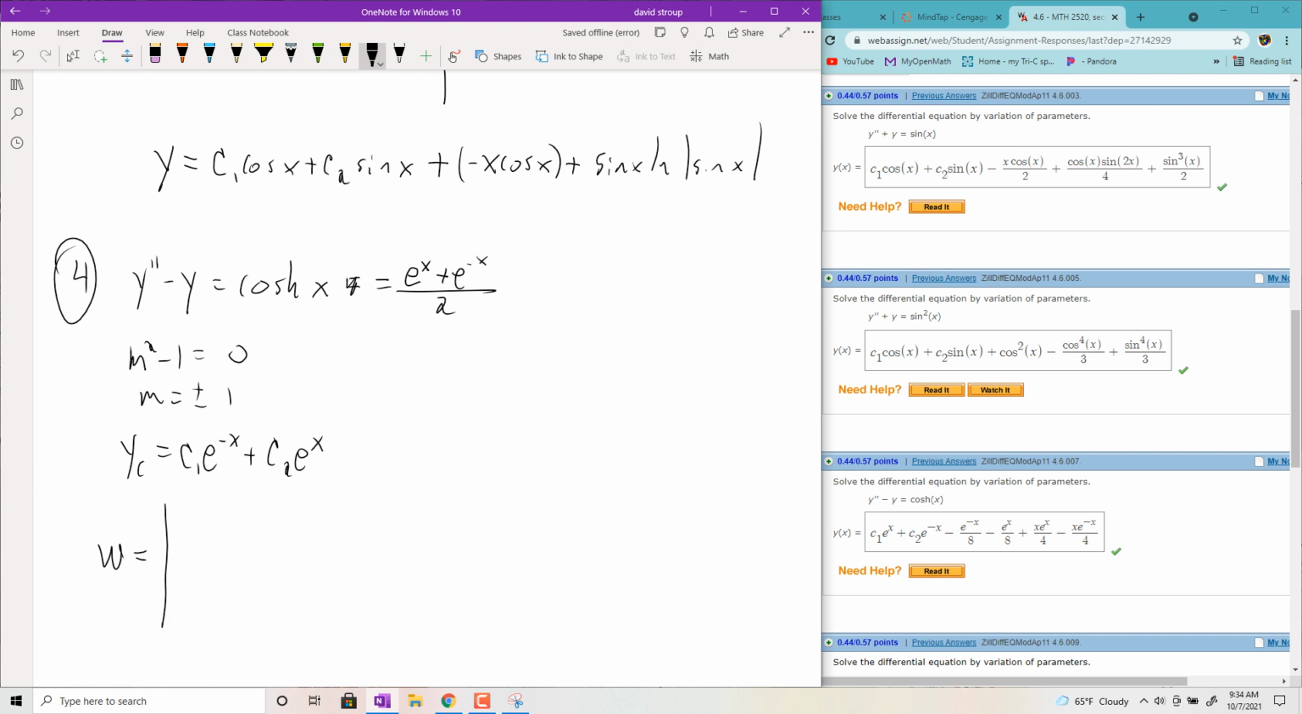So anyways, get your Wronskian. I have e to the negative x, e to the x, and then the derivatives: the derivative of e to the negative x is negative e to the negative x, and the derivative of e to the x is just e to the x. On the diagonal, e to the negative x times e to the x is just 1, minus the other diagonal, which is negative 1, so I'm going to get 2 for my Wronskian.